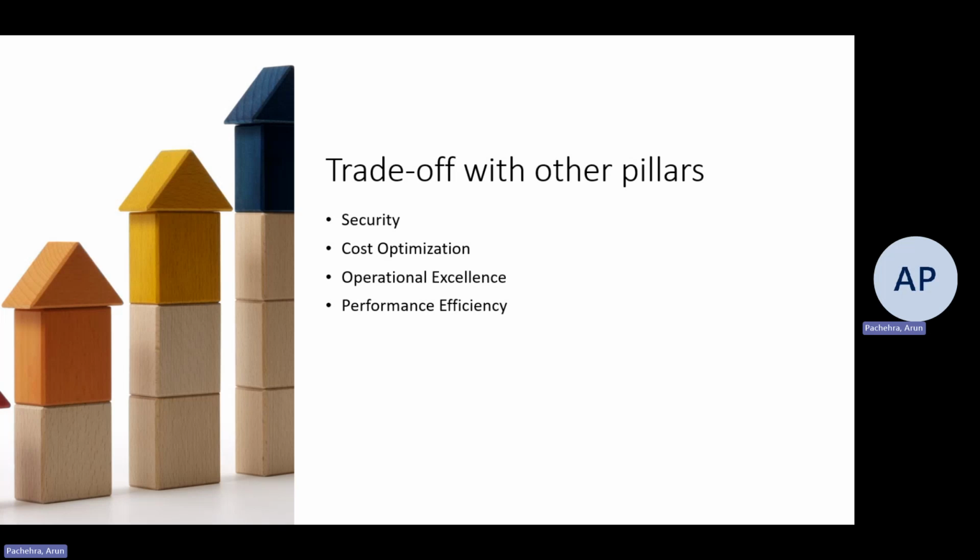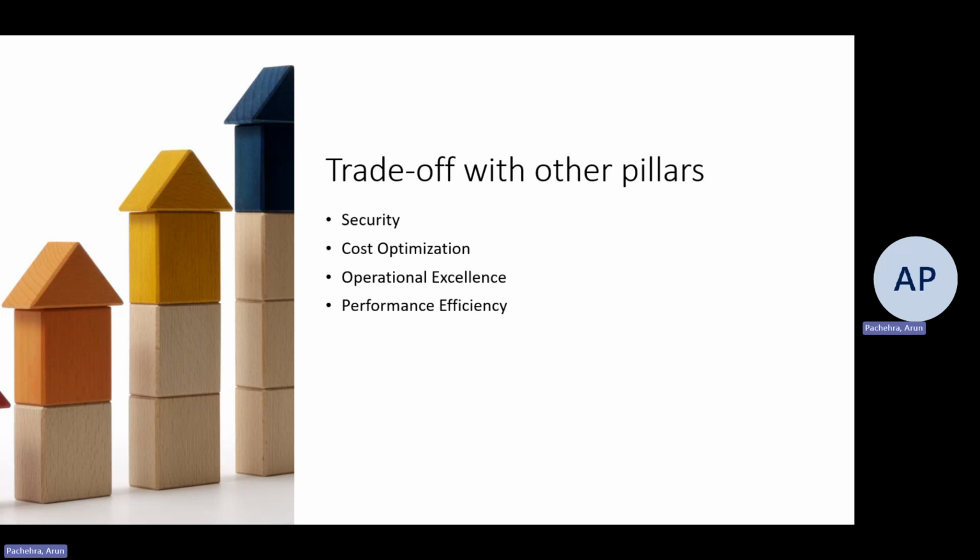In summary, while aiming for high availability in Azure architecture, it's important to consider how it might affect other areas like security, cost, operations, and performance. Balancing these trade-offs involves careful planning and a clear understanding of business priorities and technical requirements.